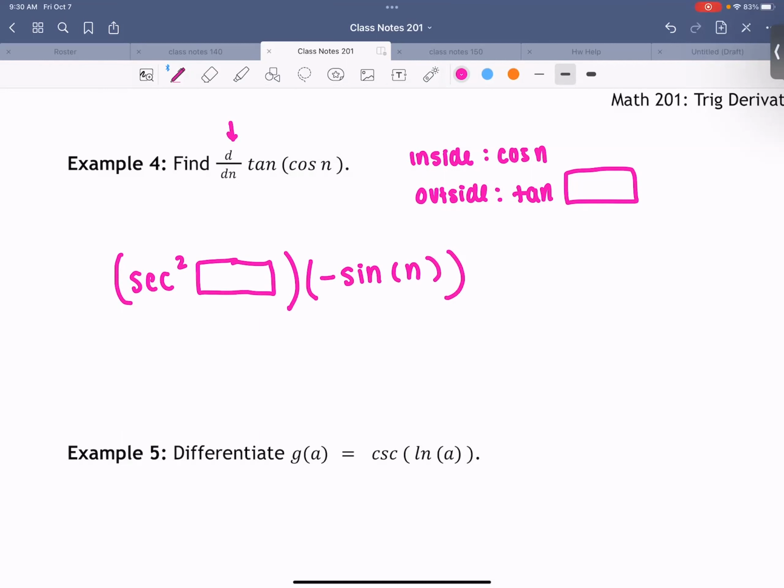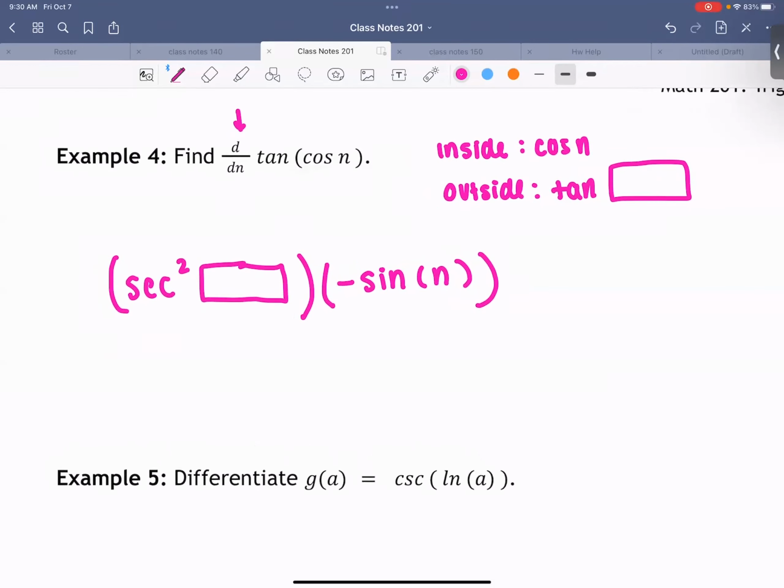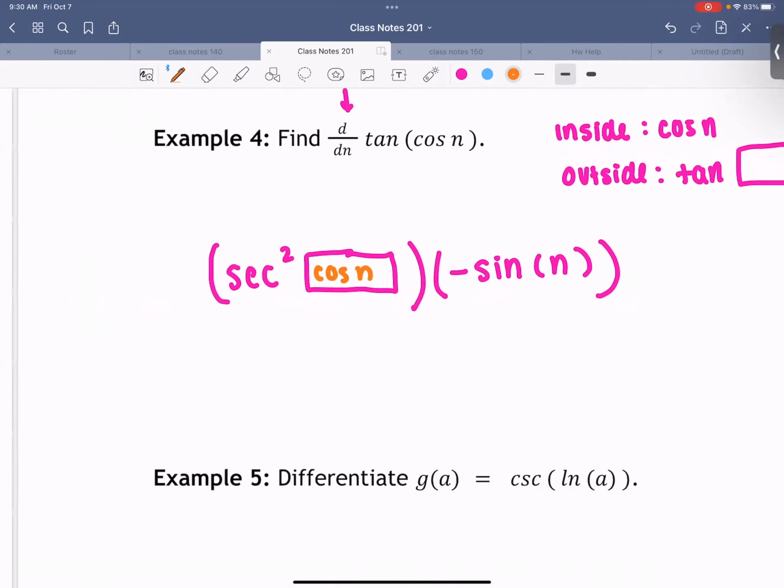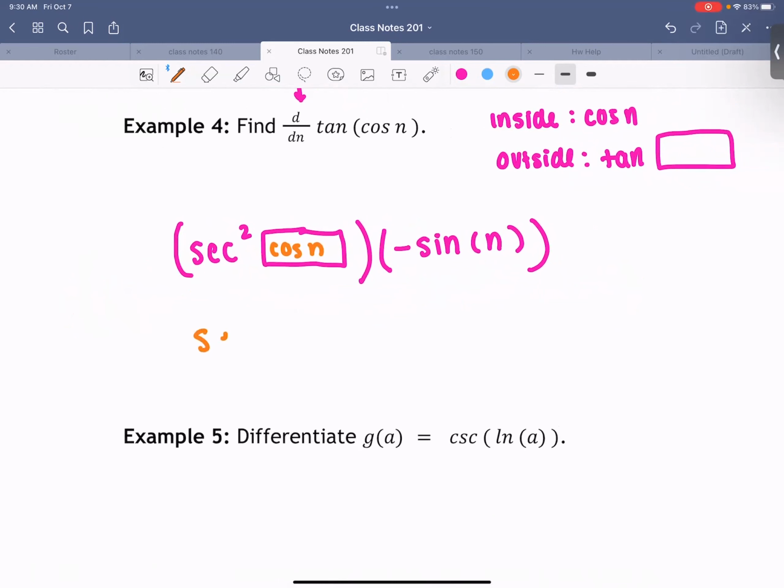Okay. You don't have to put the parentheses, but for some reason, I'm definitely going to forget to write the n's. So I'm going to put parentheses there. Okay, looks like we can write the inside in the box. So cosine n. Okay, and finally, our answer is secant squared of cosine n times negative, I'm going to put the negative on the outside, sine n. Okay. Maybe I should put brackets around this just to separate this if I look at this again. You don't have to, but I would recommend doing it. Any questions on example 4?